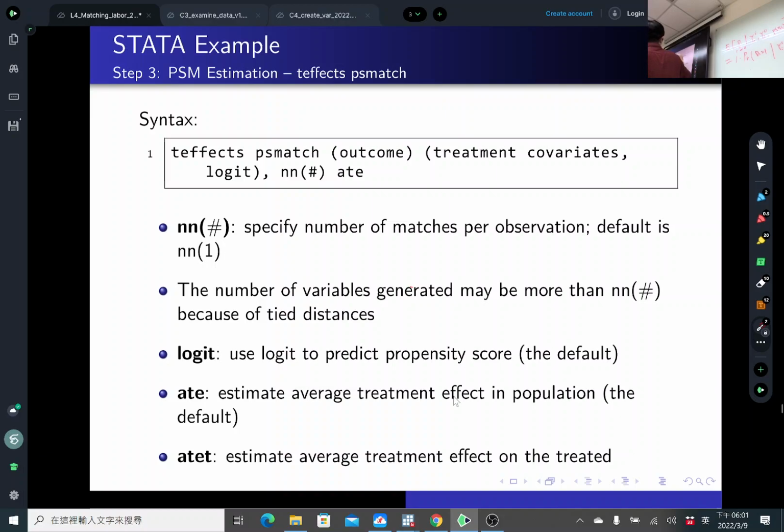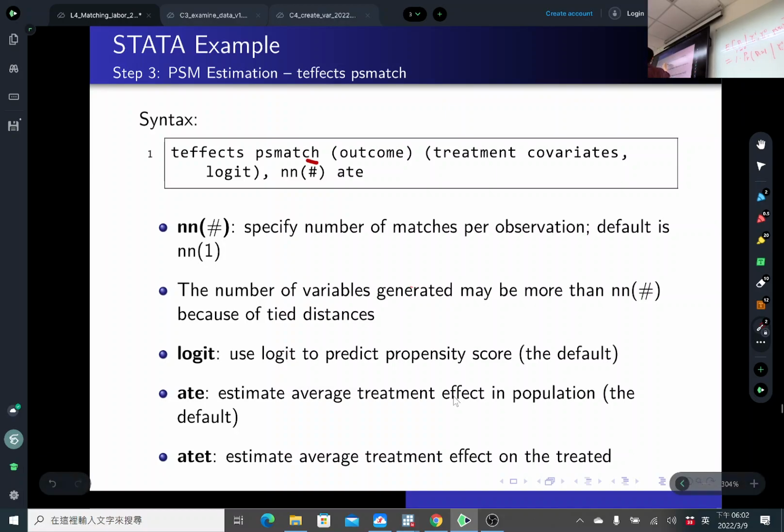And there are several things you can choose. For example, you need to let Stata know how you estimate your propensity score, using logit or probit. That's something you can change. Use logit or probit to predict the propensity score. And also, you need to let Stata know what kind of causal effect you want to generate. ATE is average treatment effect. You want to know causal effect for whole sample. But maybe you want to know ATET, the average treatment effect only for the treatment group. It could be different.